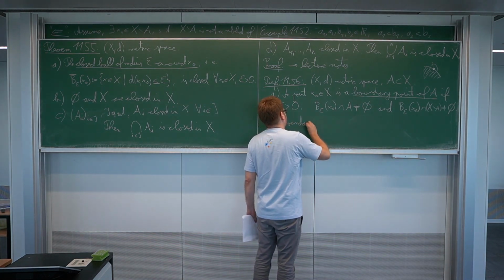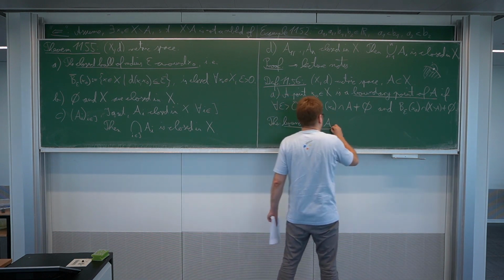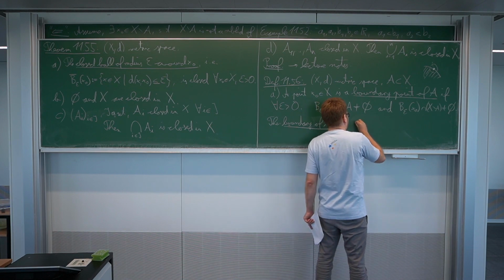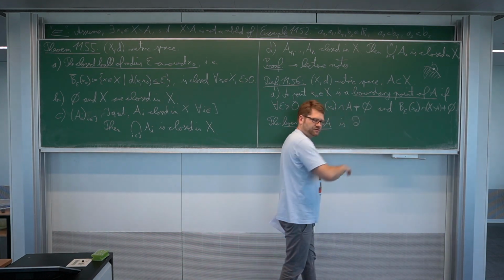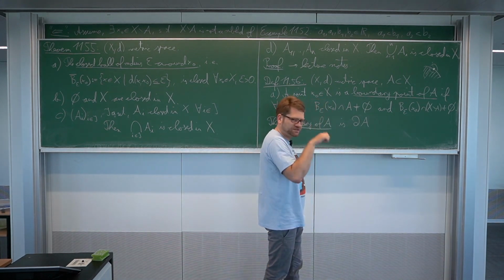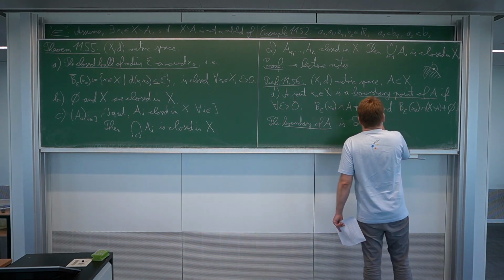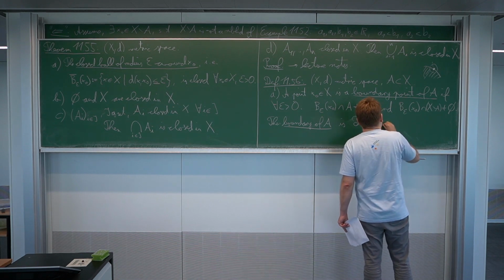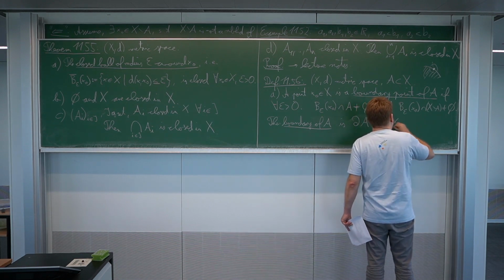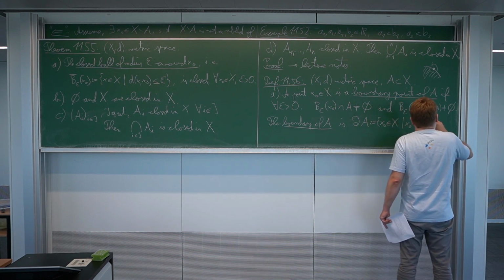So the boundary of A is denoted by this partial symbol here. I don't know if this is a Greek letter or something. It's just this symbol, usually used for derivatives. So this partial A is just defined as the set of boundary points, the set of all x0 in X such that x0 is a boundary point of A.